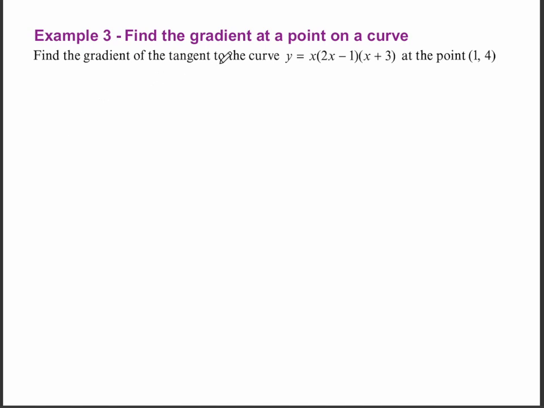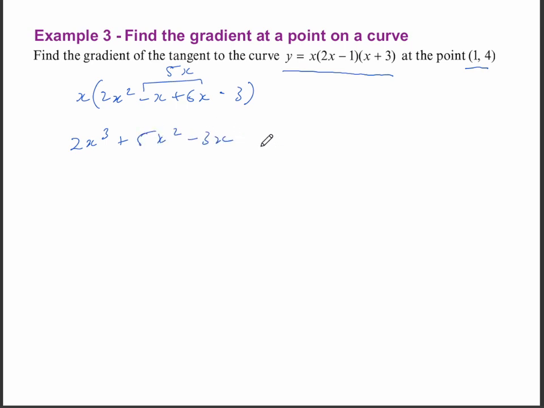Next, find the gradient of the tangent to the curve y equals x times (2x minus 1) times (x plus 3) at this point right here. So firstly, we're going to expand this so that we have something more familiar. Expanding this gives us 2x times (x squared minus x plus 6x minus 3)... this right here is just going to be 5x. Then we can expand this further: 2x cubed plus 5x squared minus 3x.